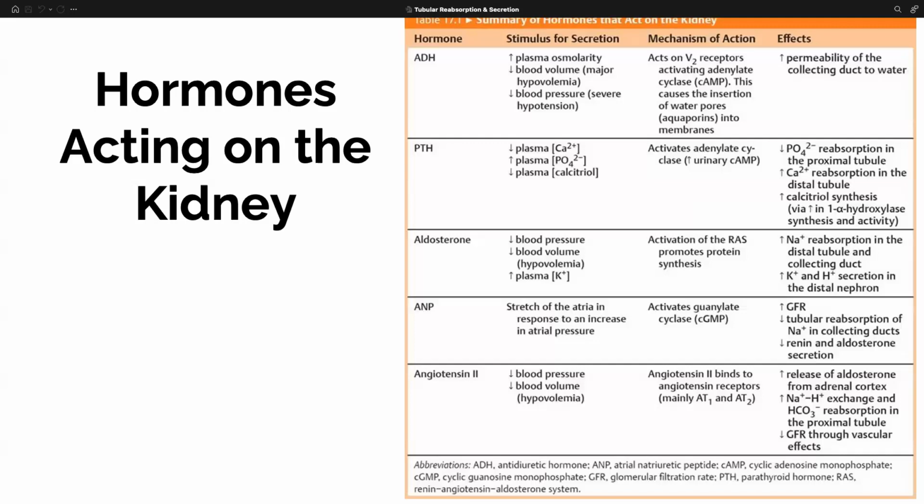Angiotensin 2 is again part of your RAS system. Angiotensin 2 is released to decrease your blood pressure and to decrease blood volume. It binds with AT1 and AT2 receptors. It increases your Na plus H plus ion exchange and bicarbonate ion reabsorption, and it decreases GFR through its vascular effect. So its main function is to decrease your blood pressure and blood volume.